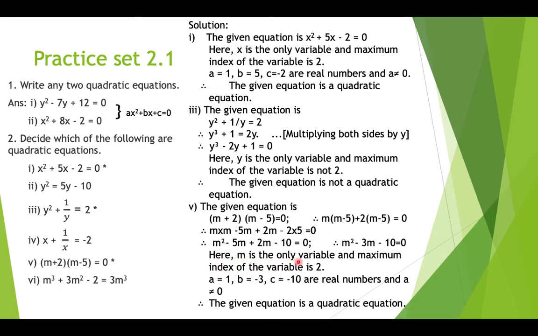So here m is the only variable and the maximum index of the variable is 2. Therefore a is equal to 1, b is equal to minus 3 and c is equal to minus 10 are real numbers and a is not equal to 0. Therefore the given equation is a quadratic equation.